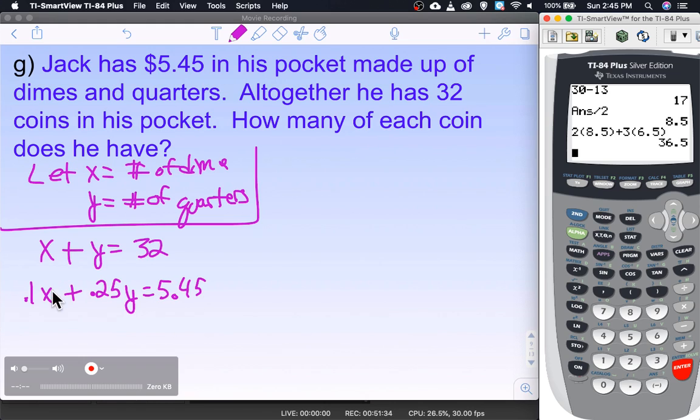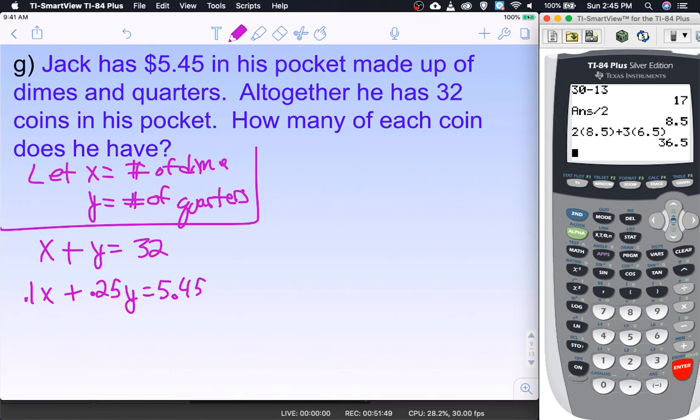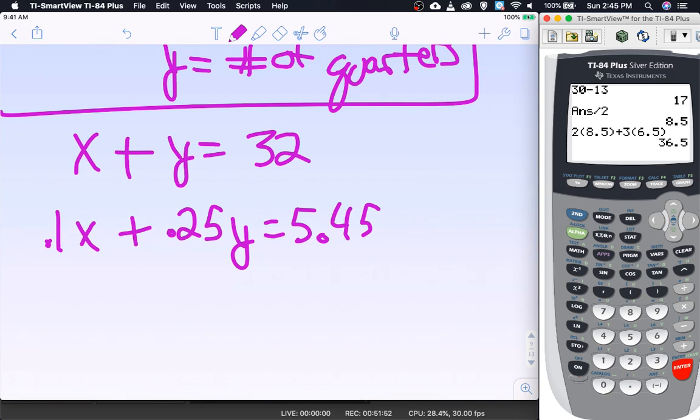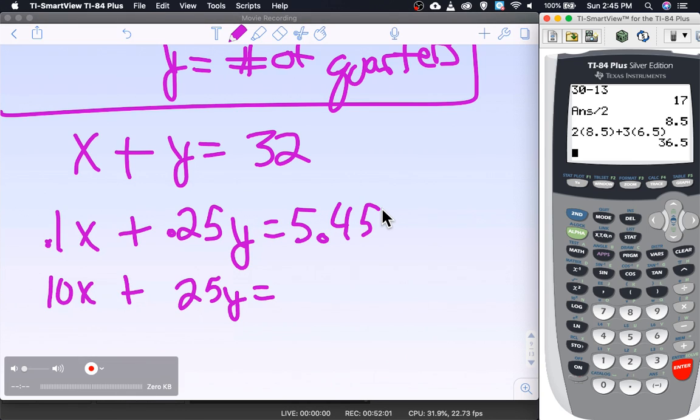Now you could use this equation, which is just fine, but actually I like another equation slightly better. Instead of using money like this in dollars, I like writing my equation in cents because it gets rid of my decimals. So if I rewrote the same equation in cents, a dime is worth 10 cents, a quarter is worth 25 cents, and the total he has would be 545 cents. Essentially, all I did is move the decimal over two places. Like in the previous lesson, to get rid of the decimal, you'd multiply by 100. I kind of did that. So you can use either of these two equations along with that one in your solution.